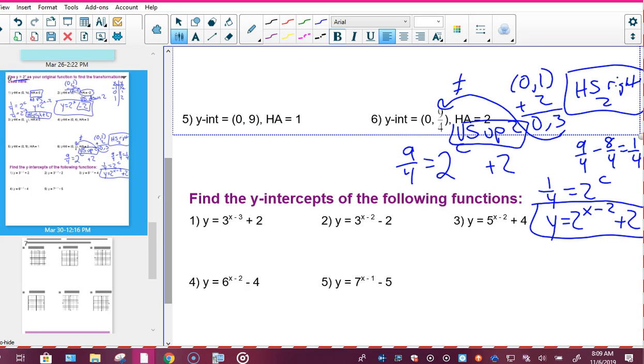What questions do we have right now? Yes. Do you always have to start at like 0 or 1? For your y-intercept, yes.